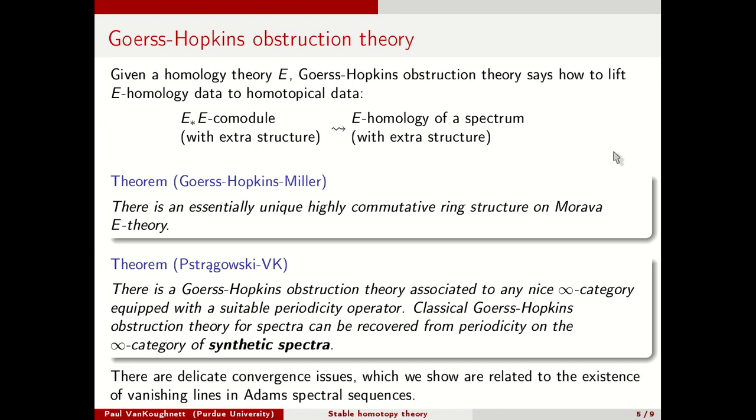In doing this, we uncovered some delicate and unnoticed convergence issues in Goerss-Hopkins obstruction theory. We're able to resolve these issues in certain cases, notably Morava E theory, ordinary homology, and Brown-Peterson homology. And we show that these convergence issues are related to the existence of vanishing lines in Adams spectral sequences. So we think that there's a lot of interesting work still to be done here about this question.